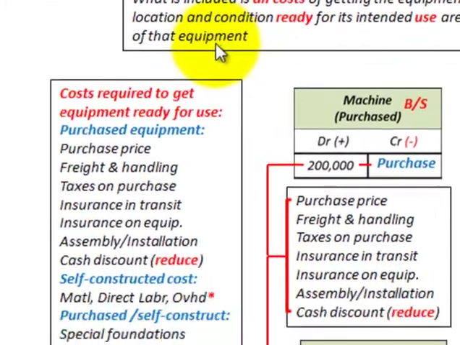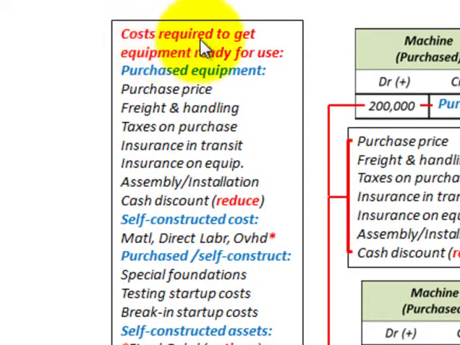So just looking at a basic example here, a cost required to get the equipment ready for its use. Say we have some purchased equipment. That would be the purchase price or the cost paid for the equipment, any freight or handling to bring the equipment in, any taxes on the purchase, insurance in transit, and insurance on the equipment prior to its being released to production. That's the insurance required to get it ready, and any assembly and installation. And if there were any cash discounts offered on the purchase price of this equipment, we'd be reducing the equipment cost by the amount of the cash discount offered.